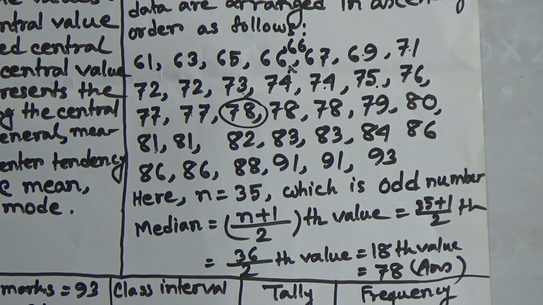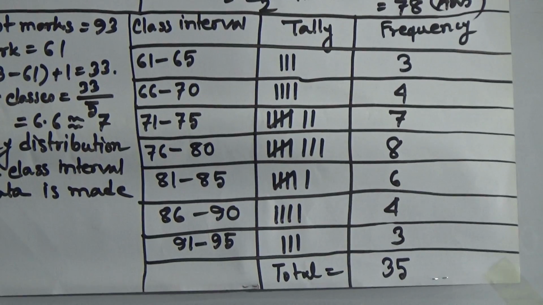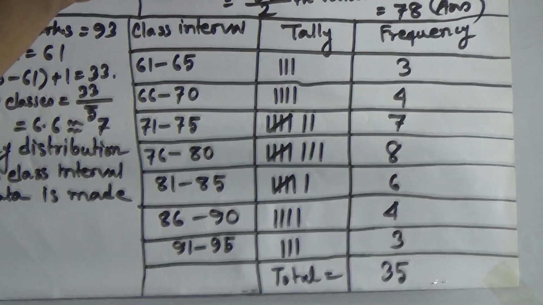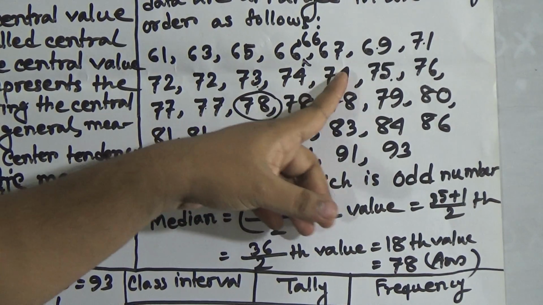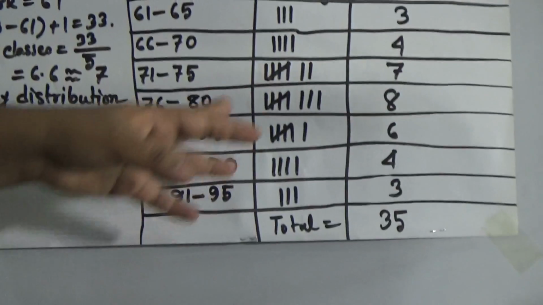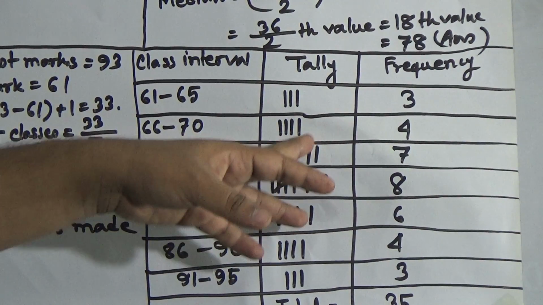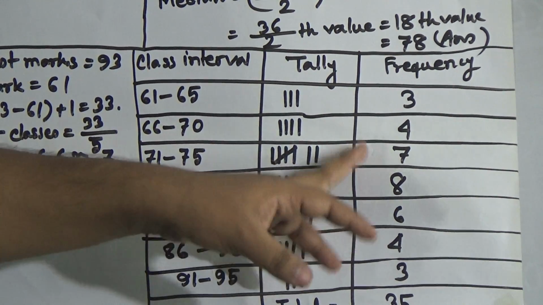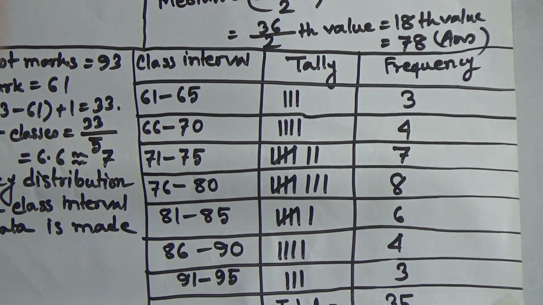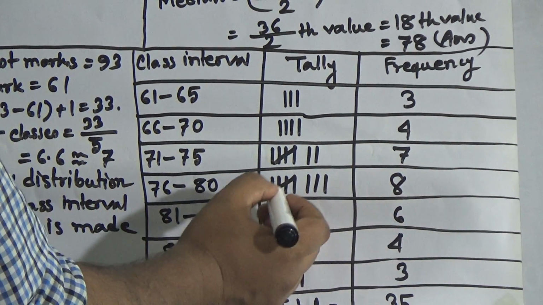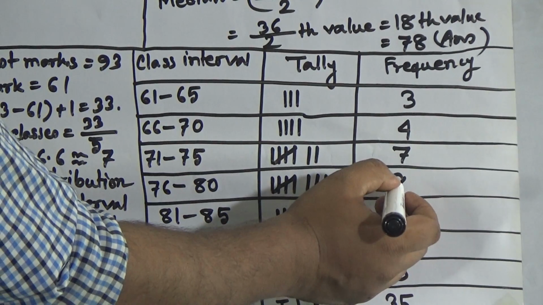Then 71 to 75, how many numbers? 1, 2, 3, 4, 5, 6, 7. So 7 numbers. So I draw 7 tally marks here, 1, 2, 3, 4, and the fifth goes across this way, and then 1, 2. So there are 7 marks, and this 7 is written here. Similarly, 76 to 80, there are 8, so we draw 8 tally marks here. After that we write 8 as frequency.